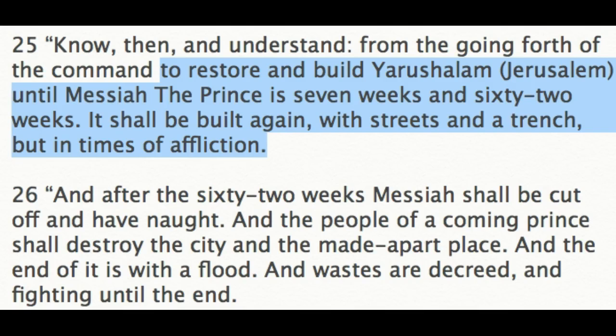So we see here in this verse, from the going forth of the command to restore and build Yerushalayim, or Jerusalem, until Messiah the Prince, is 7 weeks and 62 weeks, or 69 weeks, which is the same as 483 years from the time of post-Babylonian captivity and the reconstruction of the YAHUAH, or the second temple, all the way up until the time of the Messiah. It shall be built again with streets and a trench, but in times of affliction.